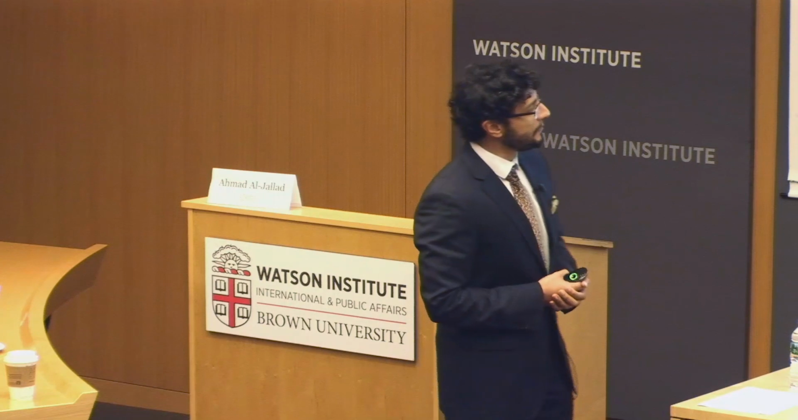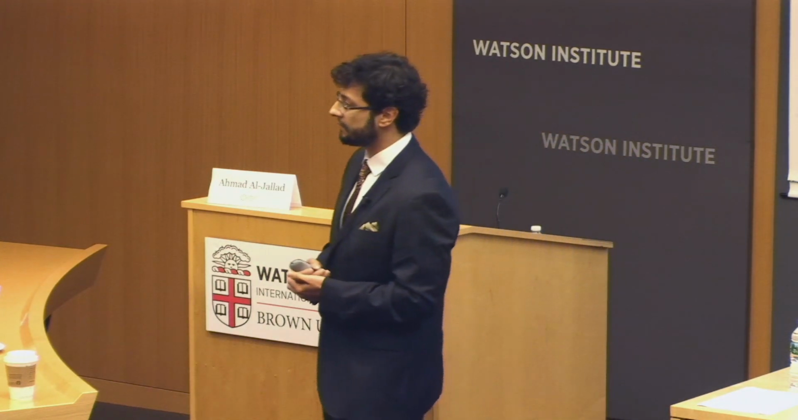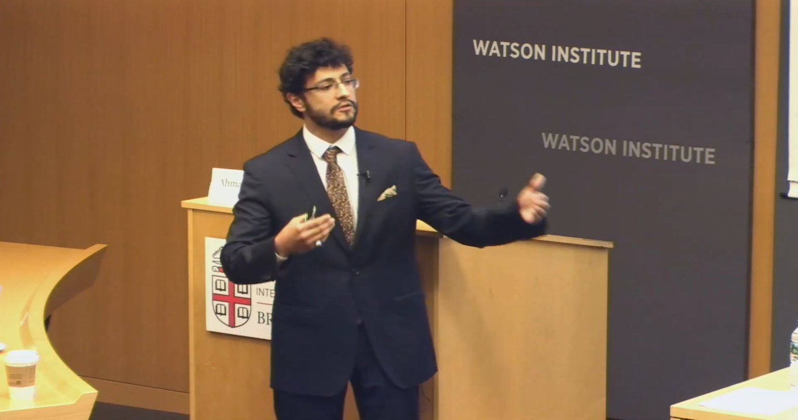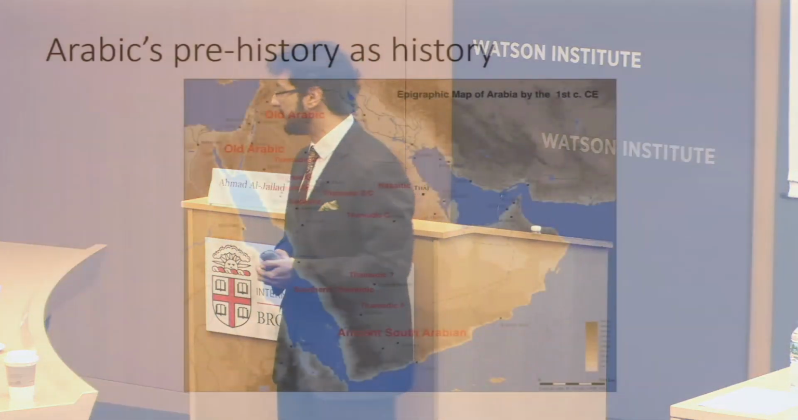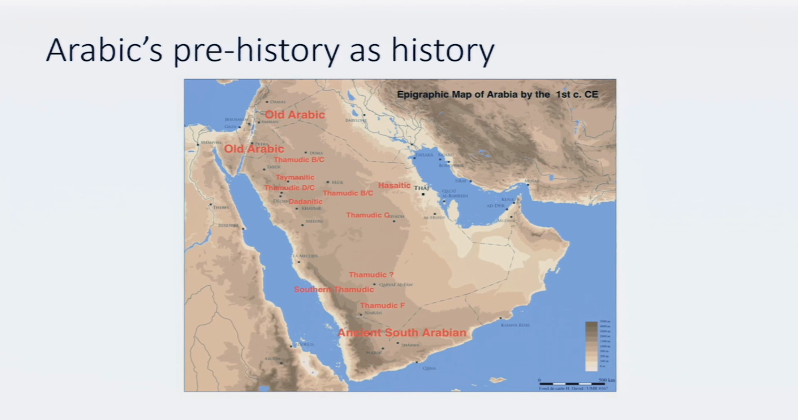The epigraphic surveying of Arabia in the late 19th and early 20th century extended Arabic's history back more than 1,000 years. So what was previously Arabic's prehistory became Arabic's history. And now we have tens of thousands of texts in languages that are rather exotic and far away from Arabic to those that are actually quite similar to classical Arabic. So the discovery of these texts, and Safaitic being one of them, has in a way turned Arabic's prehistory into history.